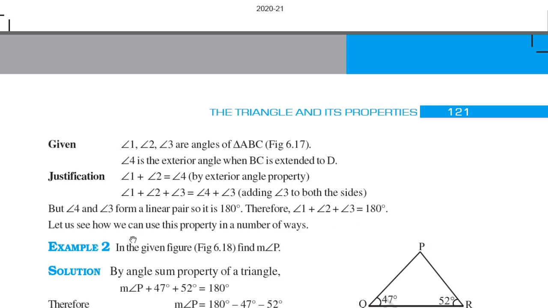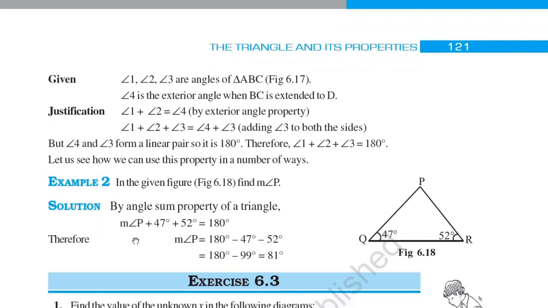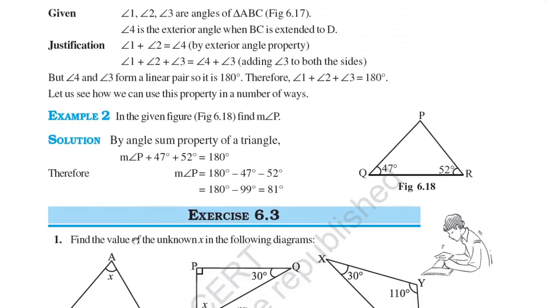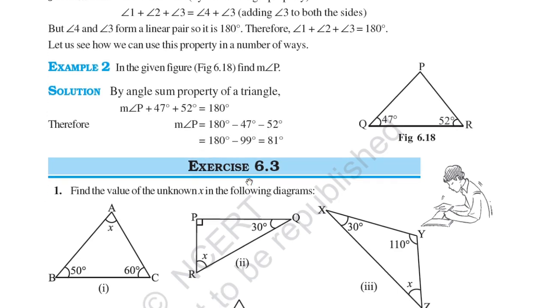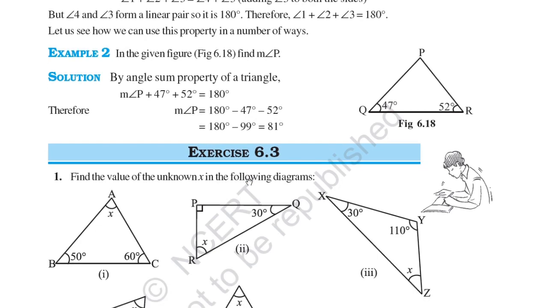Let us see how we can use this property in a number of ways. You can see there is a triangle in the figure. You have to find angle P. Using the angle sum property of a triangle, angle P plus 47 plus 52 is equal to 180. So angle P can be found simply: 180 minus 47 minus 52. So 180 minus 99 is 81. So here you got 81 degrees as angle P.